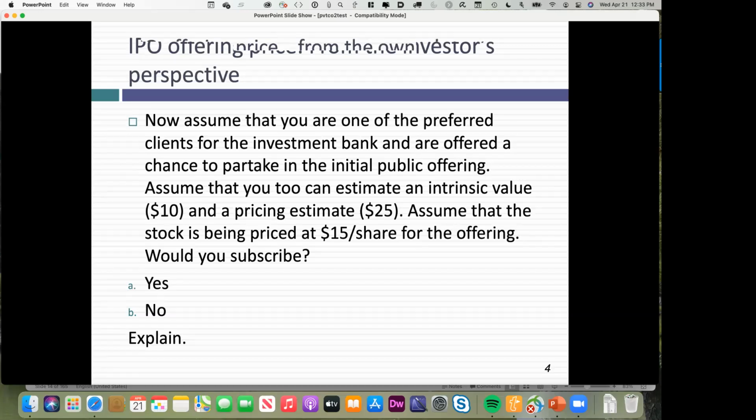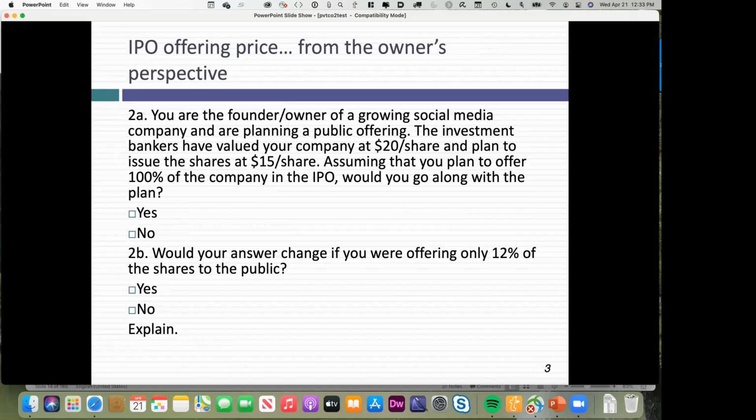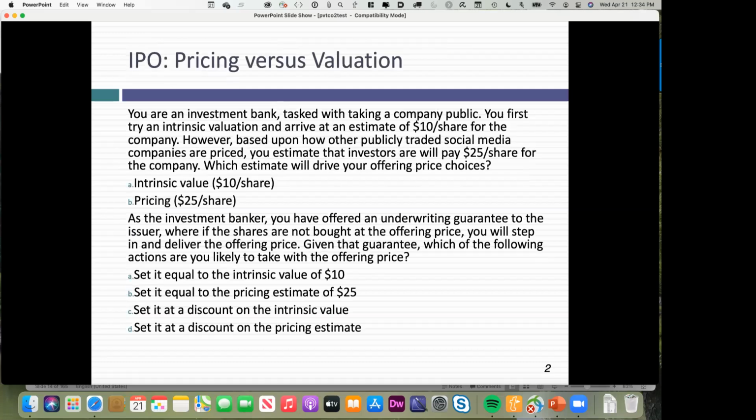So you're my investment banker. I come to you with the question of what are you going to price my company at? Let's say you've done an intrinsic valuation of my company of $10 per share. I'm a social media company. And you've done a pricing of my company of $25 per share. Which of those two numbers is going to drive? You have to set an offering price at which you're going to take the company public. You're going to get 6% of the proceeds you get. So you have an incentive at least to make sure that you're not completely messing up. So which of those two numbers would you base your pricing on? The intrinsic value or the pricing?